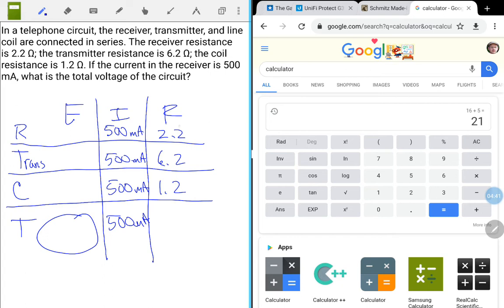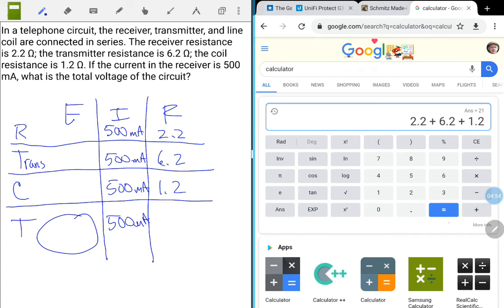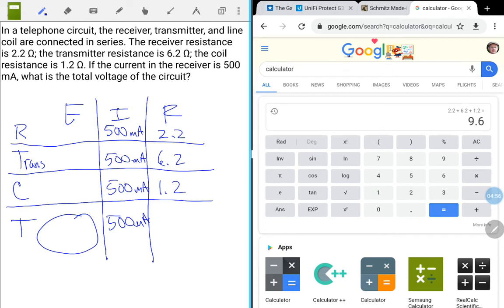Okay, again, we're going to add these numbers over here up. So we'll go to the calculator. And we've got 2.2 plus 6.2 plus 1.2, and that is 9.6. So 9.6. And we've got 500 milliamps.